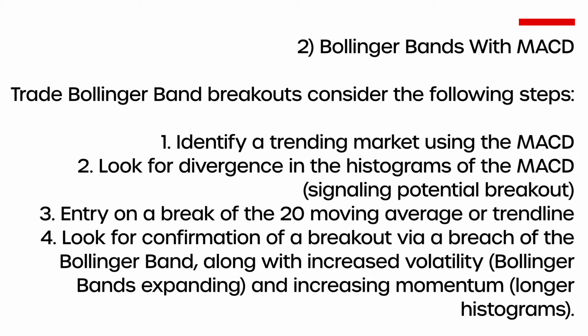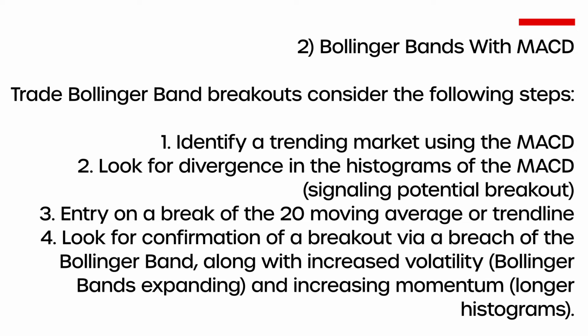1. Identify a trending market using MACD. 2. Look for divergence in the histogram of MACD signaling a potential breakout. 3. Look for entry on a break of the 20 moving average or trend line. 4. Look for the confirmation of a breakout via a breach of the Bollinger Band along with increased volatility, Bollinger Bands expanding, and increasing momentum, longer histograms.